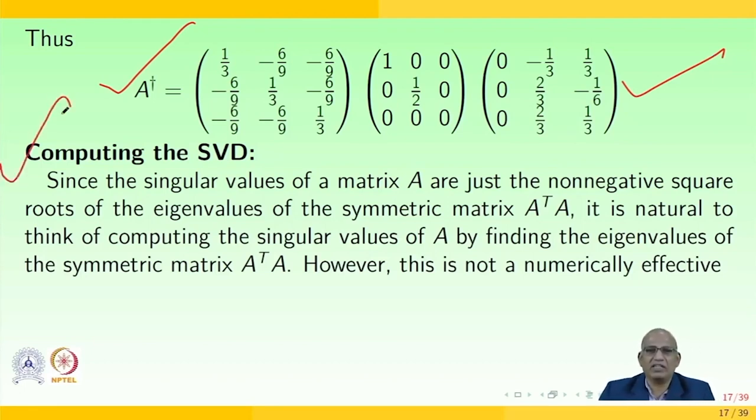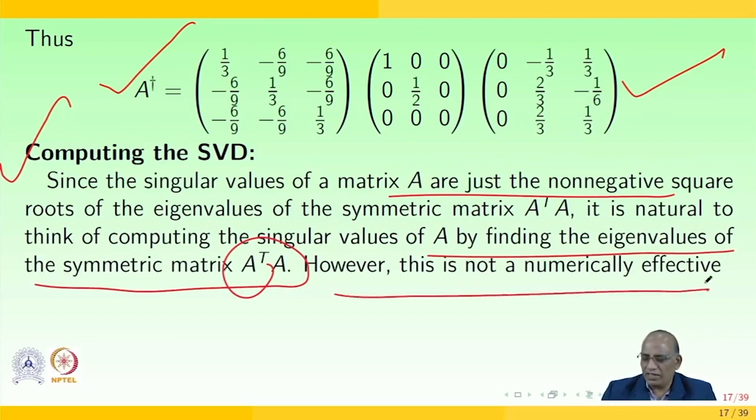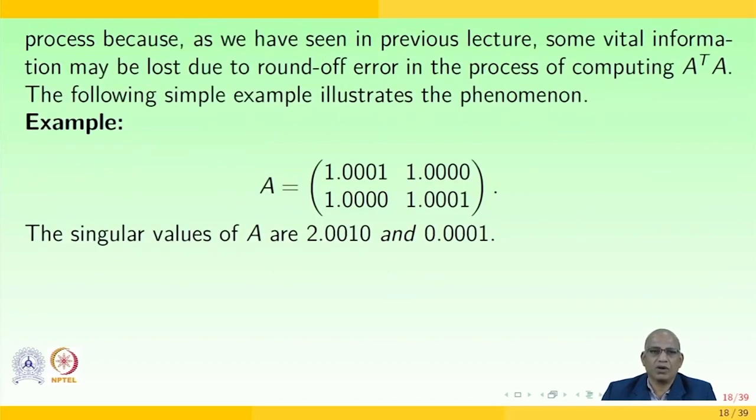And how do you compute the singular value decomposition? Since the singular values of a matrix A are just the non-negative square roots of the eigenvalues of the symmetric matrix A transpose A, it is natural to think of computing the singular values of matrix A by finding the eigenvalues of the symmetric matrix A transpose A. However, this is not a numerically effective process, because as we have seen in the previous lecture, some vital information may be lost due to round off error in the process of computing A transpose A. The following simple example illustrates the phenomenon.